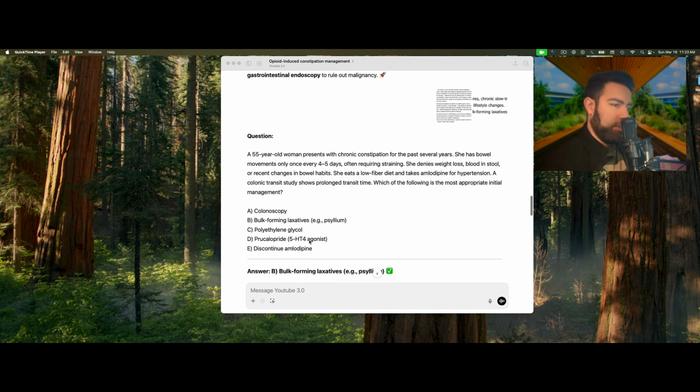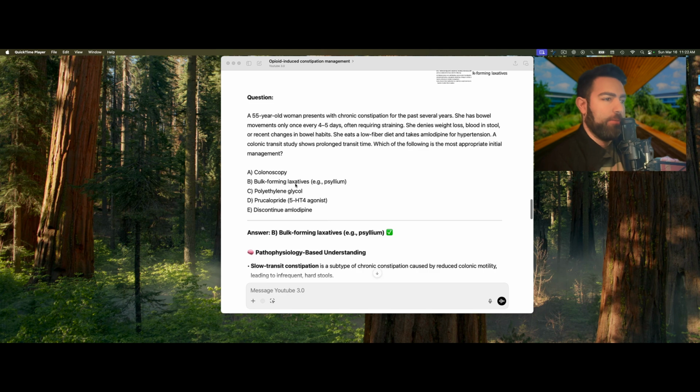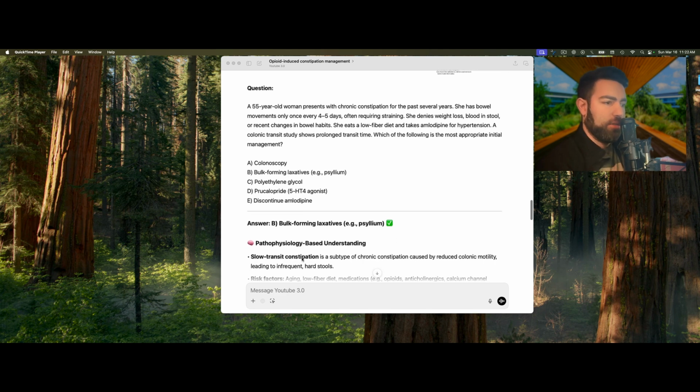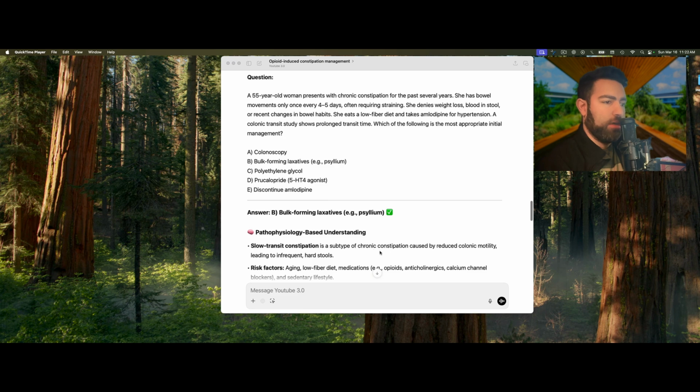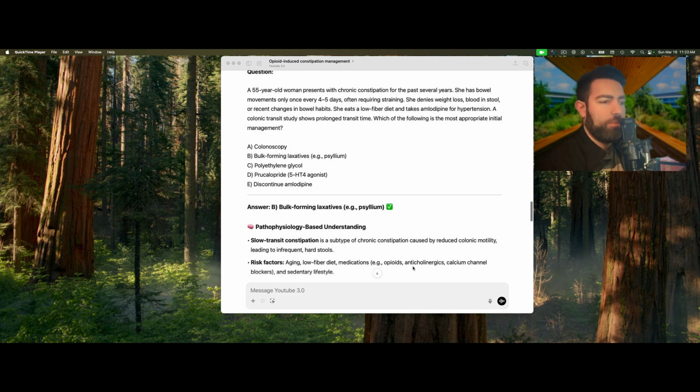All right. So the answer is going to be the bulk forming laxative. So let's talk about it. This patient has slow transit constipation. It is a subtype of chronic constipation that is caused by reduced colonic motility, leading to infrequent hard stools. The risk factors are aging, a low fiber diet, medications such as opioids, anticholinergics, calcium channel blockers, and a sedentary lifestyle. These can always do it.